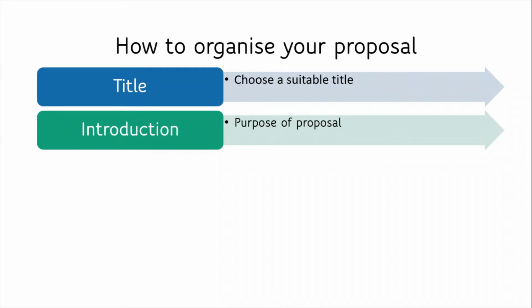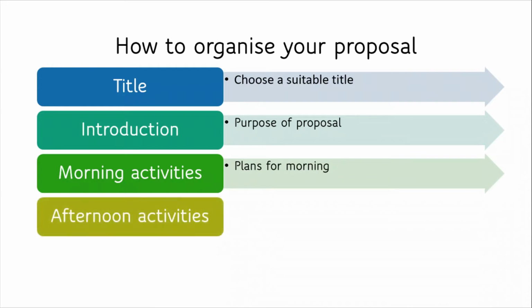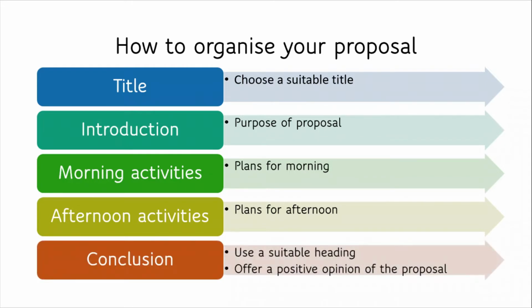So in this case, what the writer has decided is to split the day into two parts. There are morning activities. So in this paragraph, they'll talk about the plans for the morning and what they intend to do. And then in the following paragraph, they look at afternoon activities and also give details on what those plans are. Then finally we have the conclusion, where the writer will summarize what they've said in the proposal and also try to present a positive opinion of this proposal.